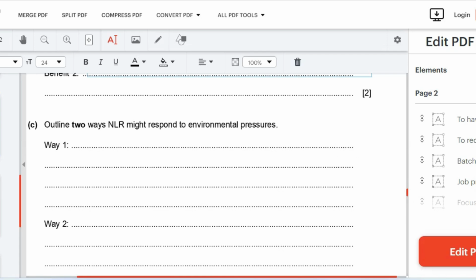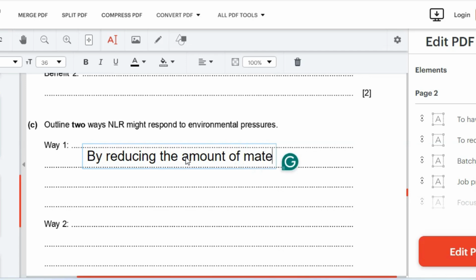Now let's go to way one. Way one can be by reducing the amount of materials used. Let's put the text, and make sure you apply the summary given to you at the beginning of this question. By reducing the amount of material used, or let's say wastage.